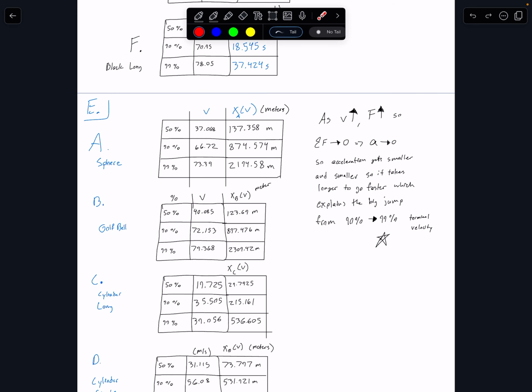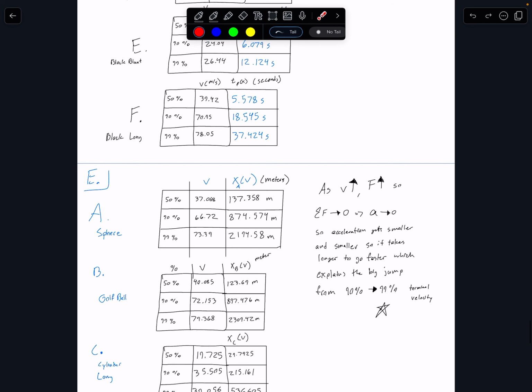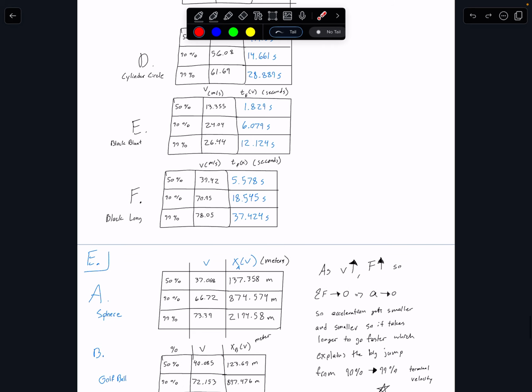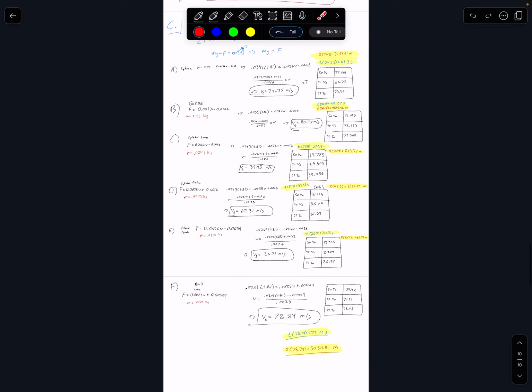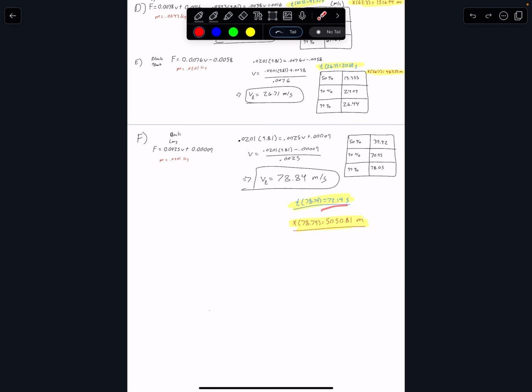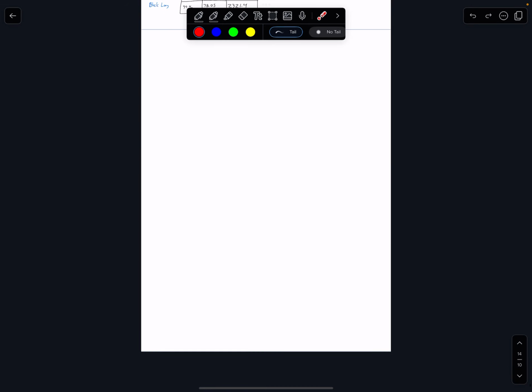So basically, this is what I explained earlier and where I noticed the trend, and then the time functions confirmed it. As velocity goes up, force goes up, so the sum of forces goes towards 0, which means the acceleration goes towards 0. So acceleration gets smaller and smaller, so it takes longer to go faster, which explains the big jump from 90% to 99%. And you'll even notice that from this 99% to what I would put here, that takes a very, very long time because that acceleration is so tiny.